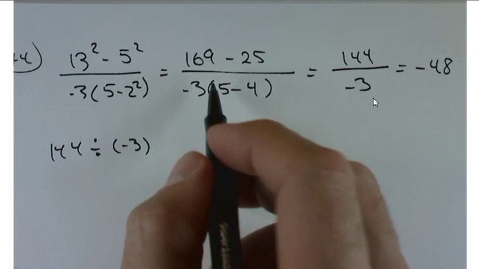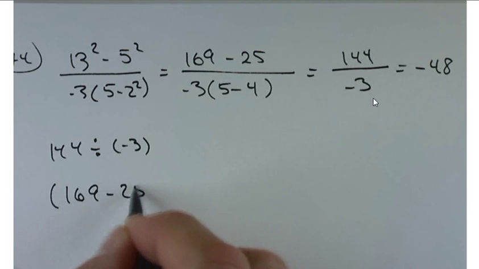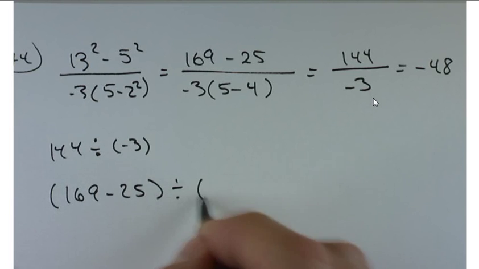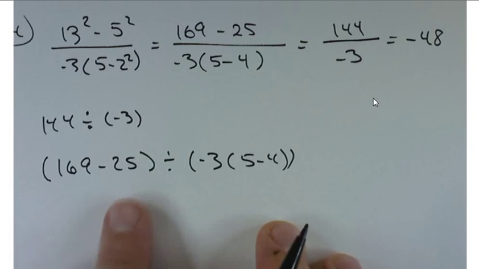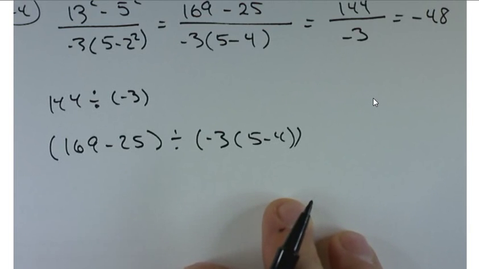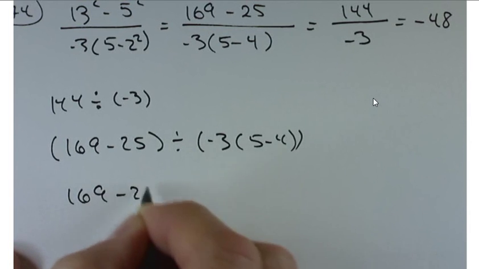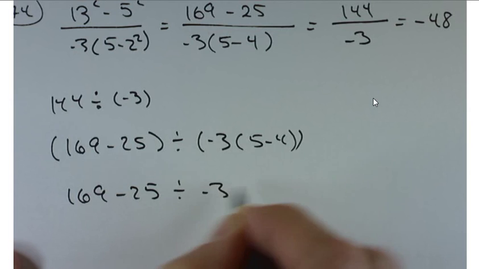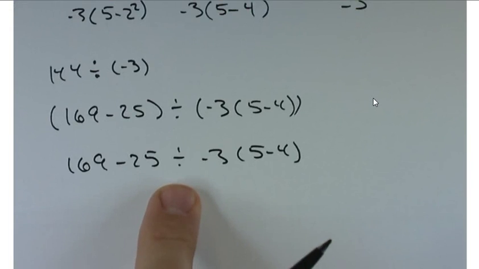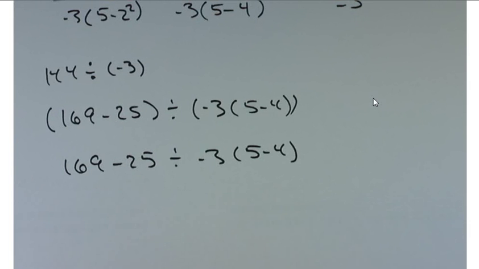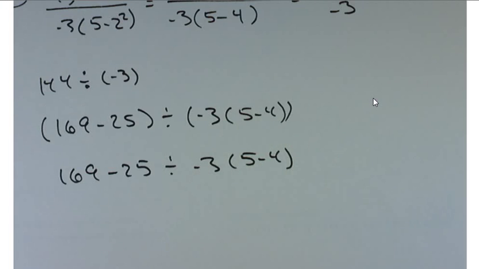If I wanted to write this with a division sign, I'd need to use parentheses. 169 minus 25 divided by negative 3 times 5 minus 4. Because if you were to write it without the parentheses, this is a great question, this is going to give me a much different number. And the reason it's going to give you a different number is because of where you have to start.